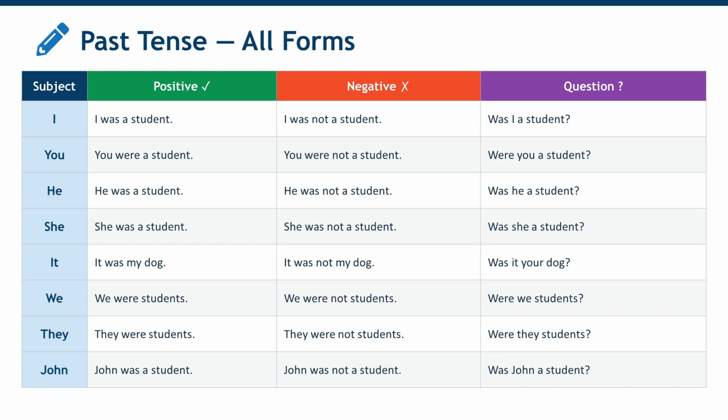For questions, we move was or were before the subject. Was I a student? Were you a student? Was he a student? Was she a student? Was it your dog? Were we students? Were they students? Was John a student? The pattern is exactly the same as the present tense. We just replace am, is and are with was and were.